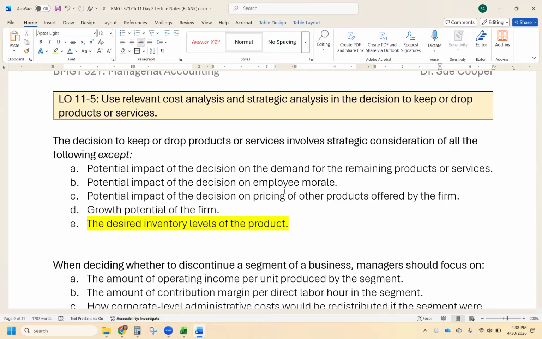Potential impact of the decision on the demand for remaining products or services. Yeah, that's not a financial consideration. That's a different kind of consideration that we're not doing in the analysis, but it still matters. So like I was saying about the product X bringing in customers and then we can upsell them, if we drop it entirely, then it might make the other products less desirable.